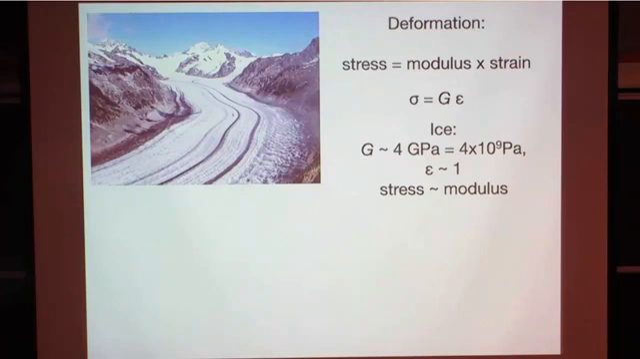And you can calculate. The shear modulus of ice is roughly 4 gigapascals, 4 times 10 to the 9 pascals. For order of magnitude, we just say a strain of 100%, so epsilon is 1. So basically here, the stress for the flow should be of the order of the modulus. We have clear deformation here, so if we deform a spring, we need to apply a force that overcomes the spring constant. But at the same time, you can calculate what the stress actually is, what drives the flow of this glacier.